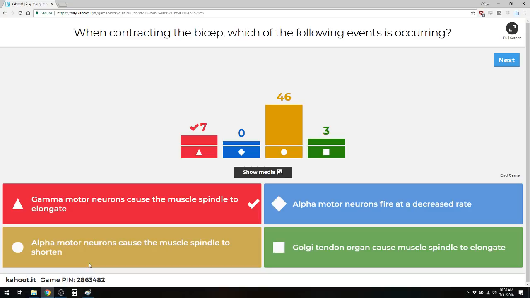There's no net change, right? There's no net change in the size, right? Because that way I don't stimulate the reflex. So the gamma is making it longer while the alpha is making it shorter. Exactly. So the alpha is making the muscle shorter, but the gamma is making the muscle spindle longer. So they counteract one another, and there's no net change in the size of the muscle spindle.